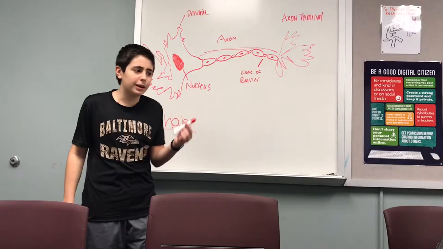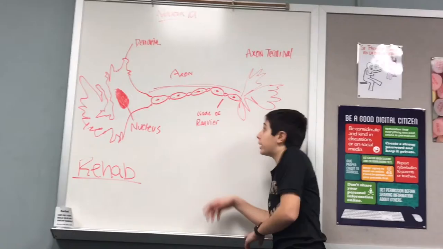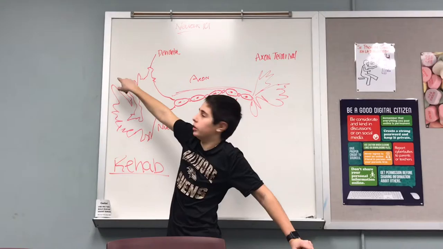The dendrite, last but not least. Now, the dendrite is an extension of the nerve cell. Let me go over here so you can see it better. It receives impulses from other cells. So this is kind of where it is received, and this is kind of where it gets sent.